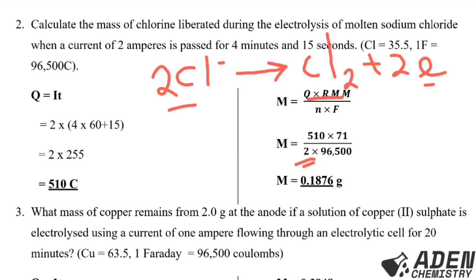Then multiplied by F, that's Faraday. And remember, Faraday is 96,500 coulombs. So when we put all this in the calculator, we are going to get 0.1876 gram. So that will be the mass of chlorine liberated.